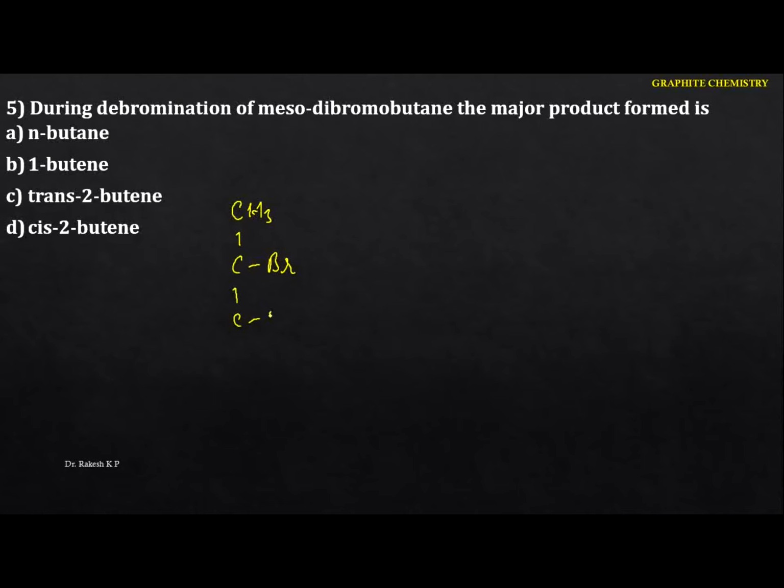Okay, see this one, this is the meso dibromobutane. This is the H, and here it is also the H. So if you cut it into two parts, the part above the plane is the mirror image of the part below the plane, that means we can identify the plane of symmetry.